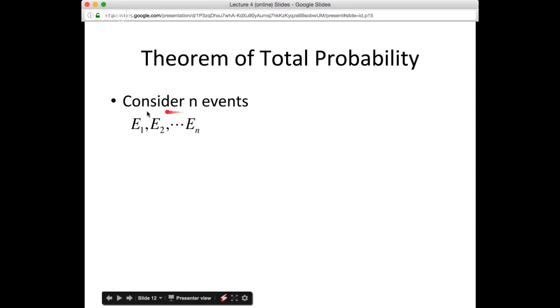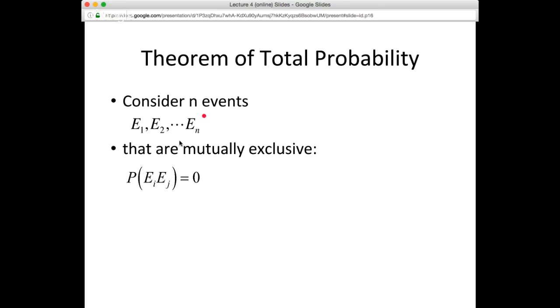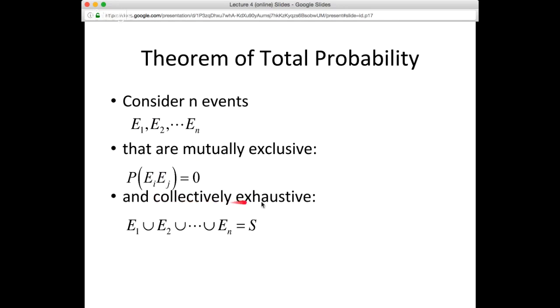So consider that you have n events, E1 through En, and we're going to put some conditions on those events. We're going to assume that they're mutually exclusive, so the probability of their intersection is equal to 0. They can't occur together. And they're also collectively exhaustive, so if we took the union of all of those events, E1 through En, we would end up with the possibility space. So they completely cover the possibility space together.